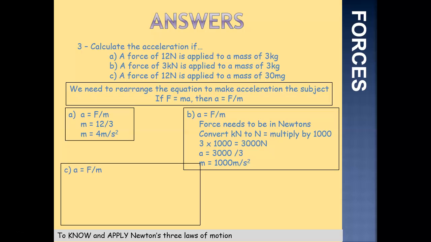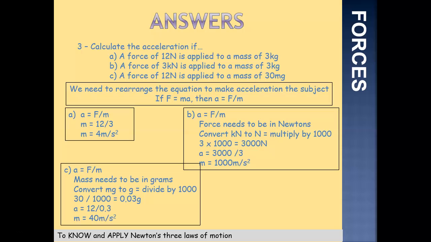Again, C, force of 12 newtons applied to a mass of 30 grams. Force divided by mass. Mass needs to be in kilograms. We convert it to kilograms by dividing by 1,000. 30 divided by 1,000 gives us 0.03. 12 divided by 0.3 gives us 40 meters per second squared.